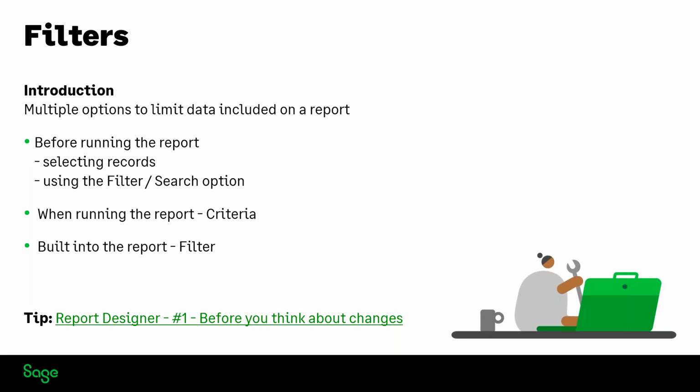So criteria is all about giving you that option when you come to run the report itself. What we're looking at today, though, is building your filter into the report. So having it almost like preset, so it only picks up certain information, so that you're not having to go through and select the records that you want to include. So we're going to preset that. I'm going to show you what that looks like.